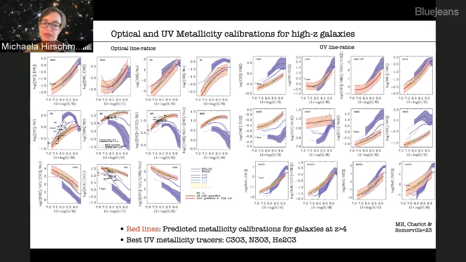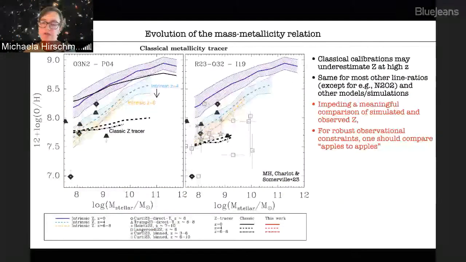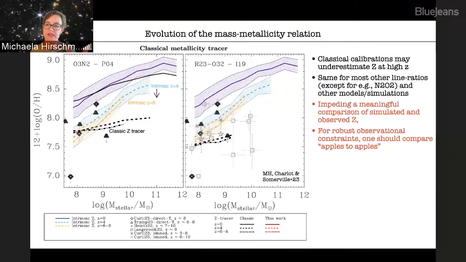And one main point I would like to emphasize in this context is that one should be very careful with just applying classical metallicity calibrations to high redshift galaxies. This is certainly not a new point, but in our recent work, we explicitly showed that this can severely underestimate metallicities at a given stellar mass at high redshift.